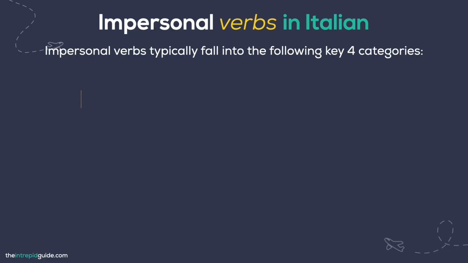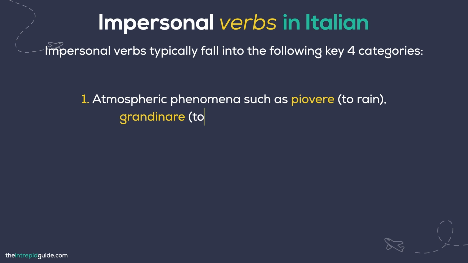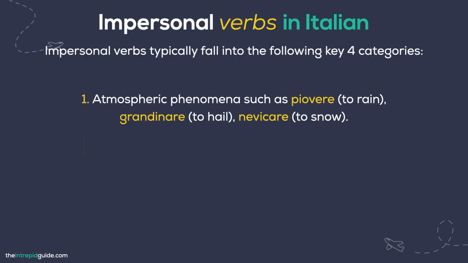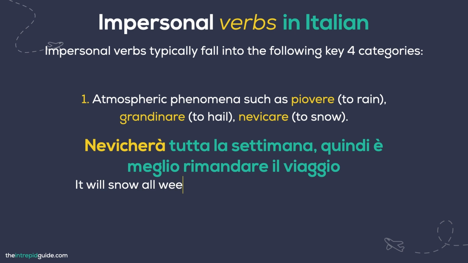Take a look. The first one is atmospheric phenomena, such as piovere, to rain, grandinare, to hail, nevicare, to snow, which all describe the weather conditions without pointing to who or what is causing them. For example, "Nevicherà tutta la settimana, quindi è meglio rimandare il viaggio." It will snow all week, so it is better to postpone the trip.